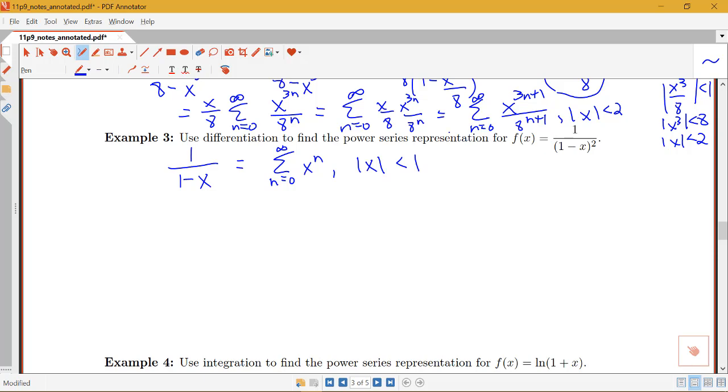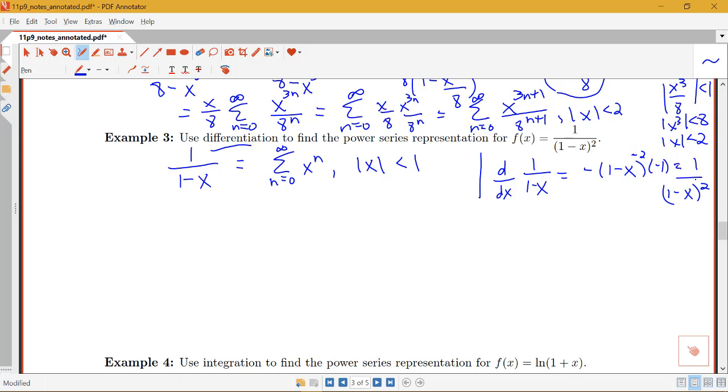So what do I want to notice here? I'm saying I'm going to use differentiation. What's the relationship between 1 over 1 minus x and 1 over 1 minus x squared? Well, notice that the derivative of 1 over 1 minus x is negative 1 times 1 minus x to the negative 2 times negative 1. So that is exactly 1 over 1 minus x squared.